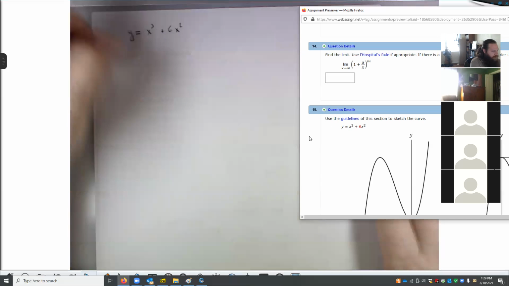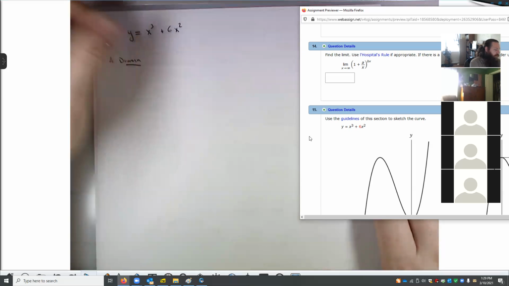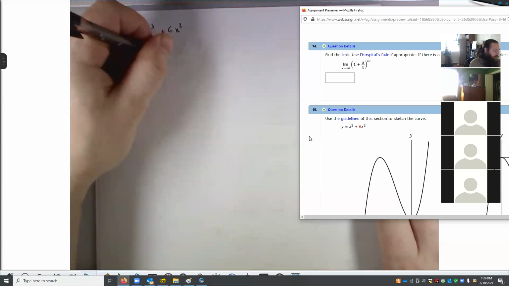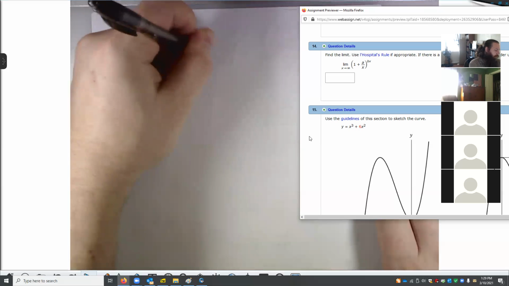First, we need to find the domain. This is a polynomial. So the domain is all real numbers.